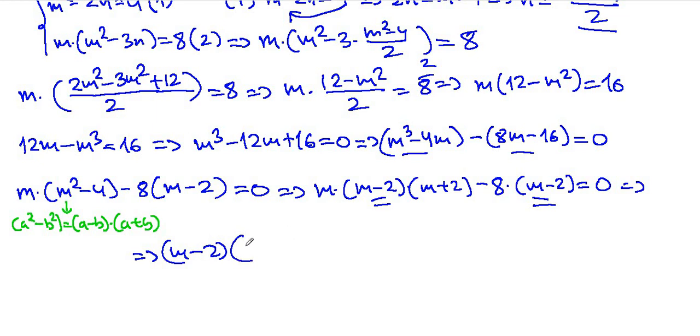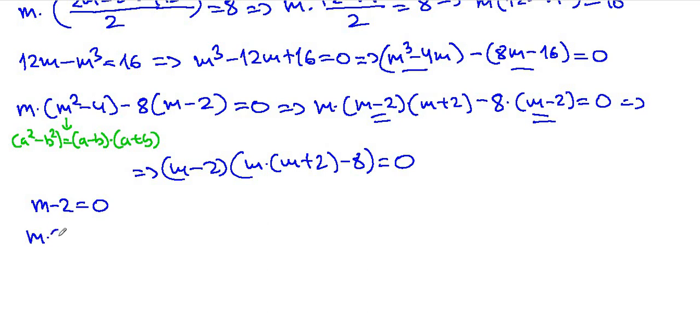So in the second bracket I can have m times m plus 2 and minus 8, and this is equal to 0. So this product is equal to 0, so therefore I can equate each expression to 0. So m minus 2 is equal to 0, and here m times m plus 2 minus 8 is equal to 0. So here we will get immediately m is equal to 2.